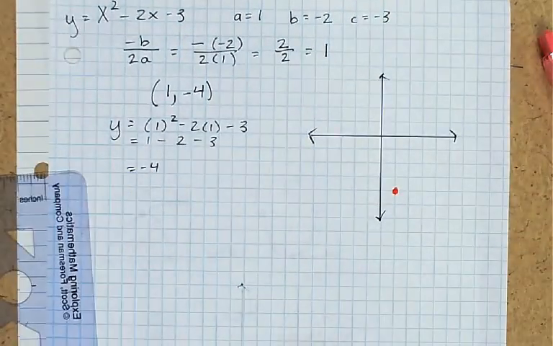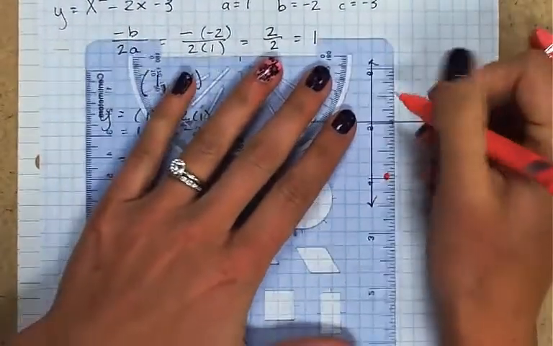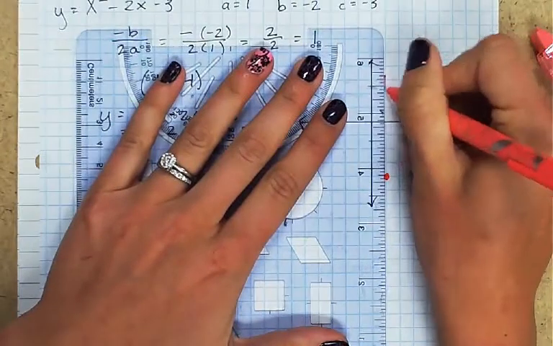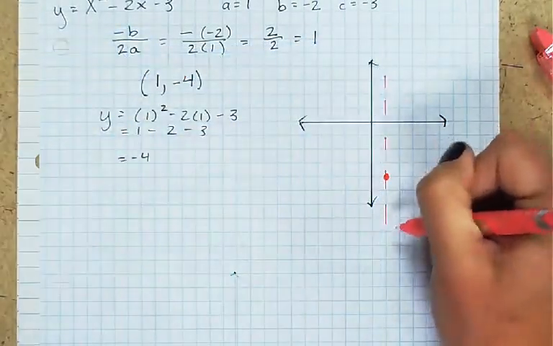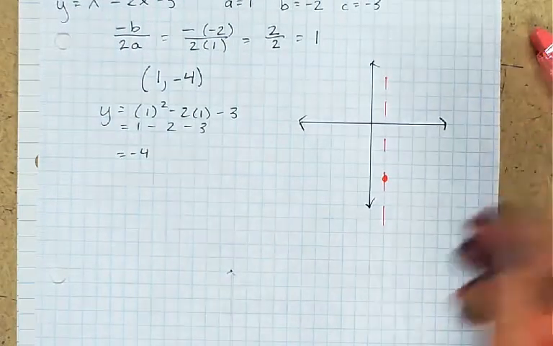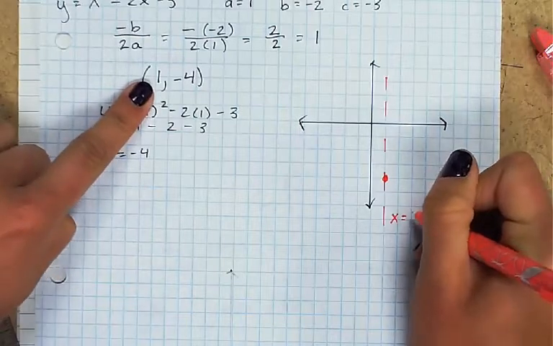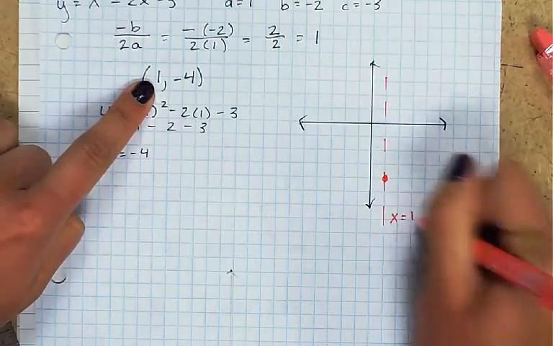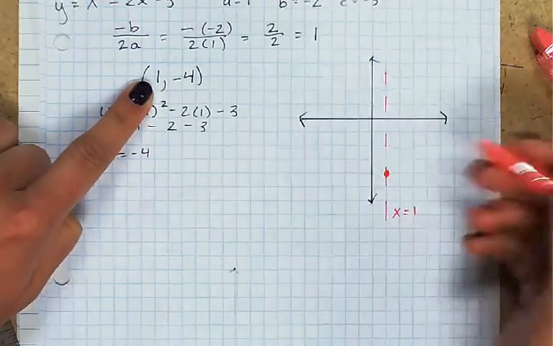Now, always through your vertex, you have what's called an axis of symmetry. So right when you put that in there, go ahead and dash in a vertical line straight through your vertex. And the equation of that line is always x equals whatever the x-coordinate of your vertex is. Whatever that value is, that's the equation of the line. And you just write it as x equals 1.